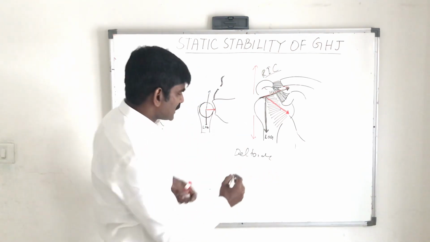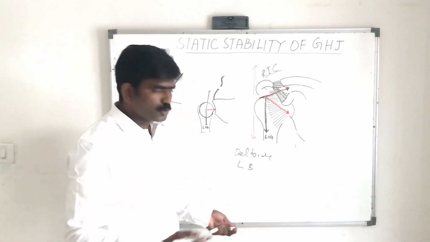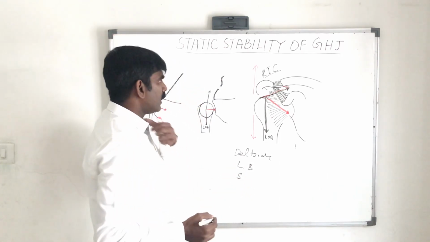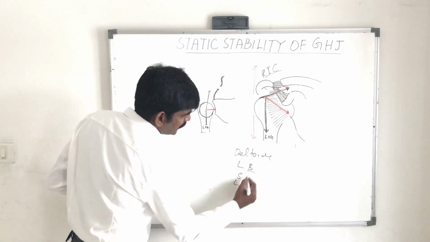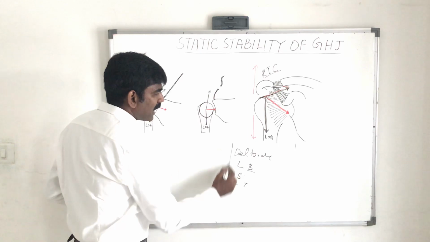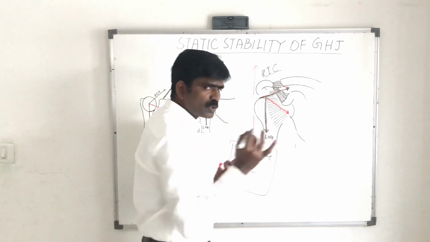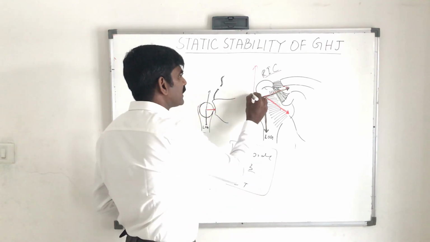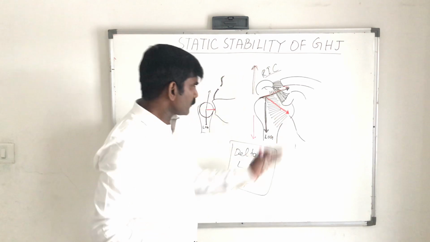Deltoid and long head of biceps brachii, and supraspinatus muscle, and long head of triceps. So these are the muscles which are acting. The force generated by these muscles acts in the opposite direction, that is, opposite to gravity.